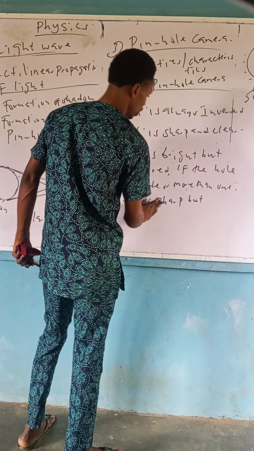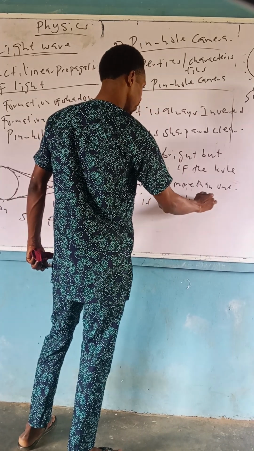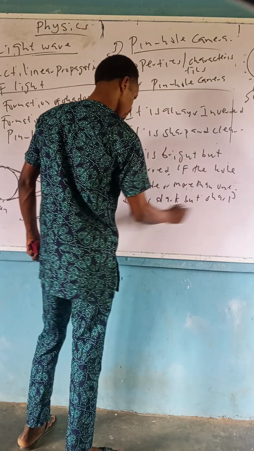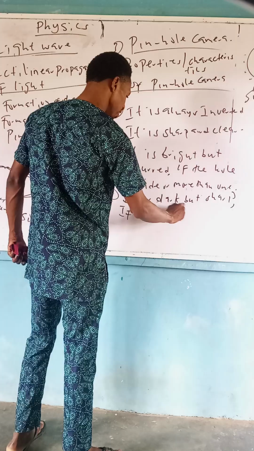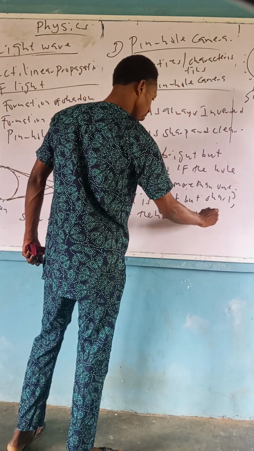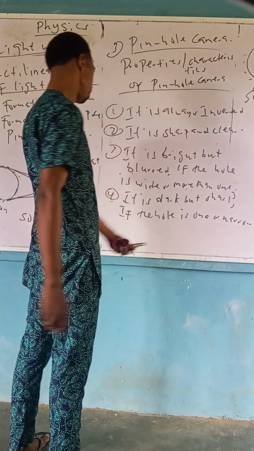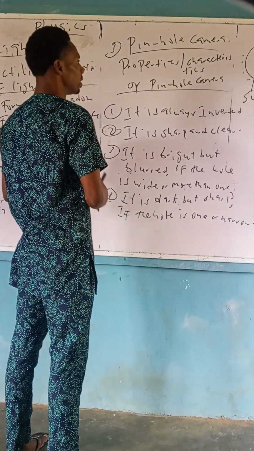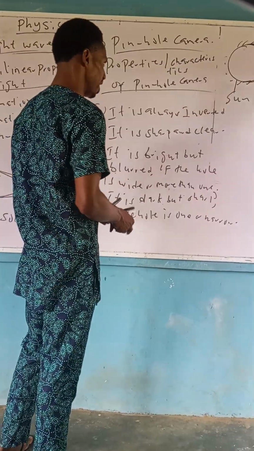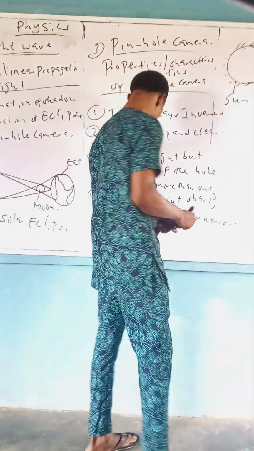Number 4. It is dark but sharp, if the hole is one or narrow. Listen now. It is dark but sharp if the hole is one or narrow. Now, what is the number 5 property? I will try to write number 5 here.